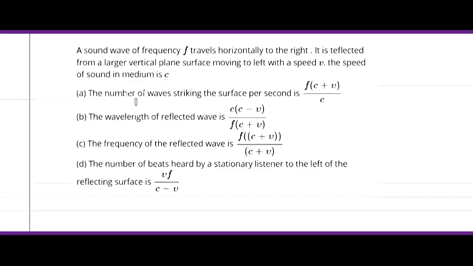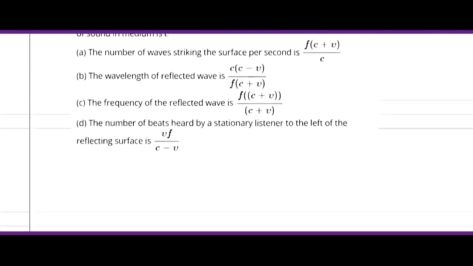Hello students, here is a question. A sound wave of frequency f travels horizontally to the right. It is reflected from a large vertical plane surface moving to the left with speed v. The speed of sound in the medium is c. So first part A, the number of waves striking the surface per second is; the wavelength of the reflected wave is; the frequency of the reflected wave is; the number of beats heard by the stationary listener to the left of the reflecting surface is. So this question has four parts.